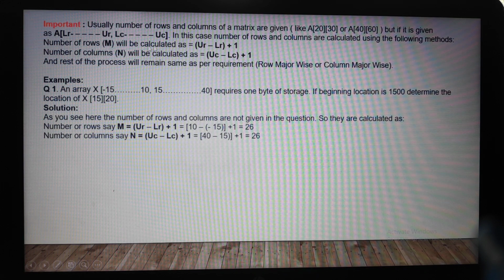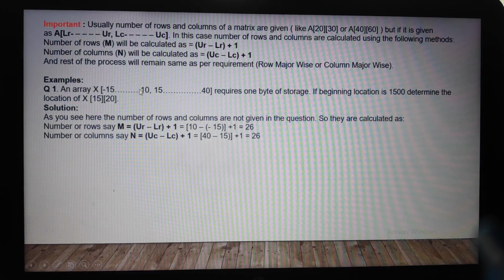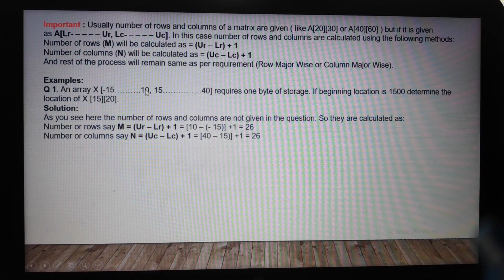The number of rows we can calculate using ur minus lr plus 1, and the number of columns will be calculated as uc minus lc plus 1. The rest of the process will remain the same as per requirement, row measure wise and column measure wise. Now, for example, in this array x minus 15 to 10, you can see the lr and ur, the lower bound and upper bound of the row, and the lower bound and upper bound of the column are mentioned here like this.